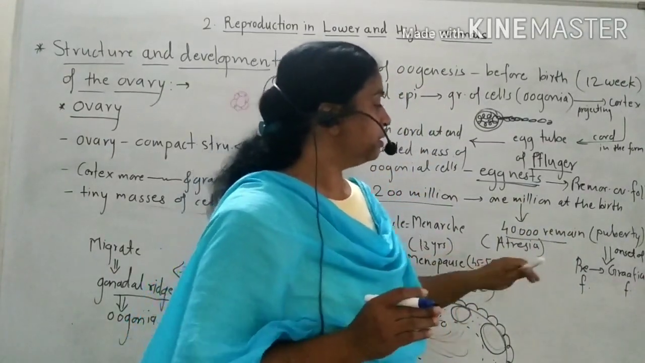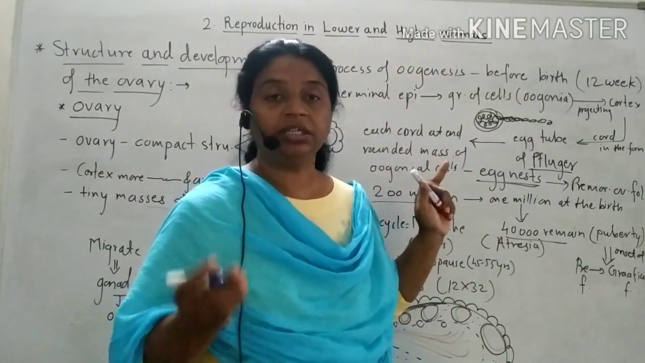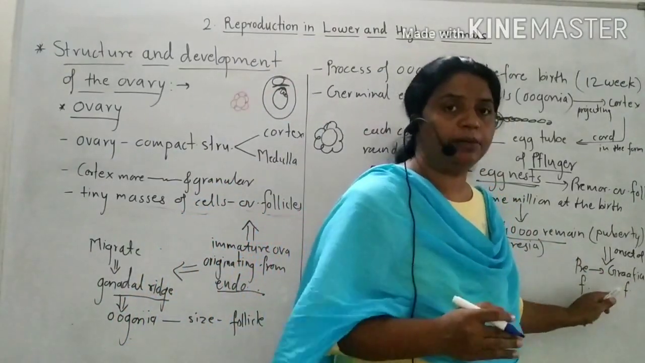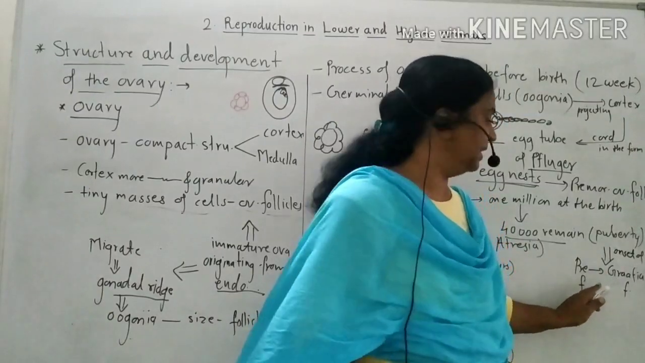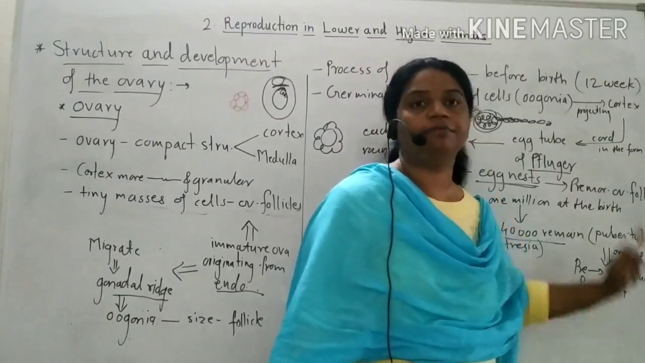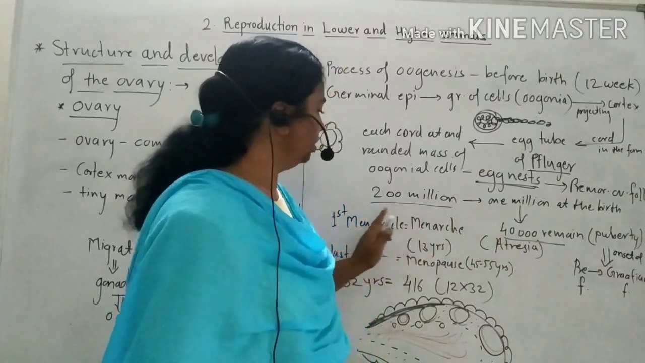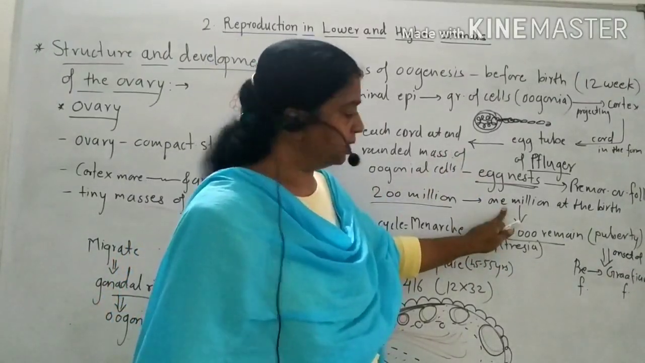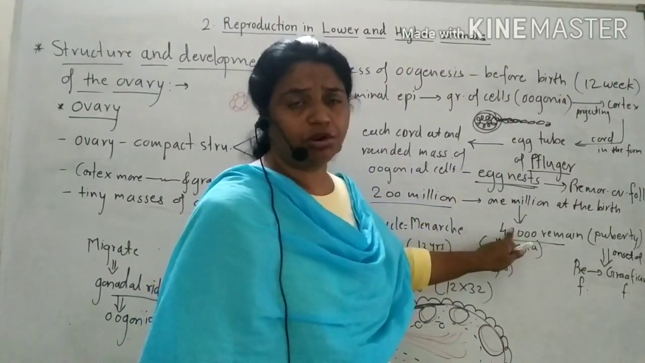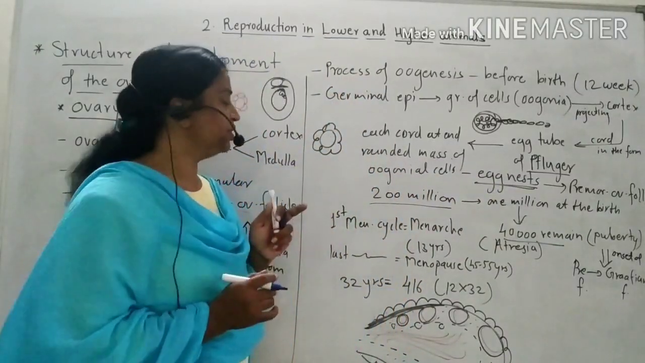And these 40,000, when the girl attains maturity or puberty, then the onset of growth of the primordial follicle takes place again. This primordial follicle develops into the Graafian follicle. This large-scale destruction, 200 million, then 1 million up to birth, then 40,000 up to puberty, this large cell destruction of follicles is called atresia. This concept is called atresia.